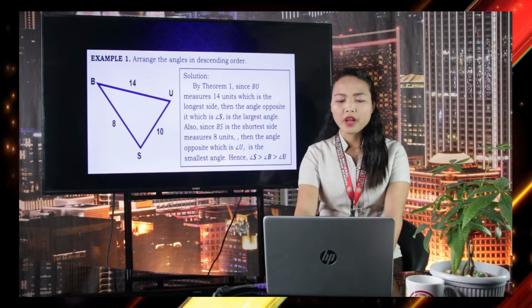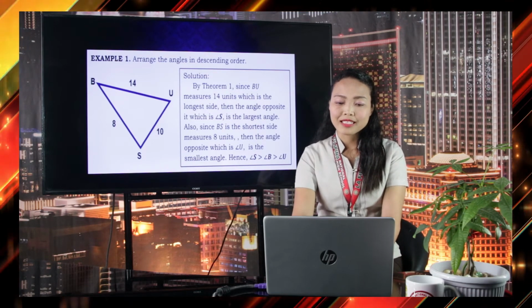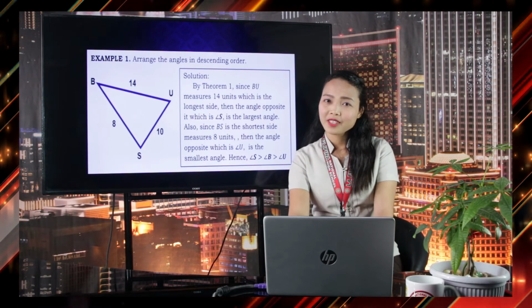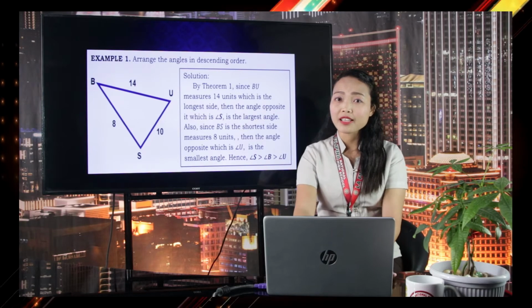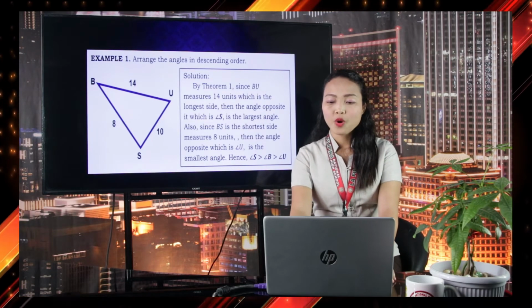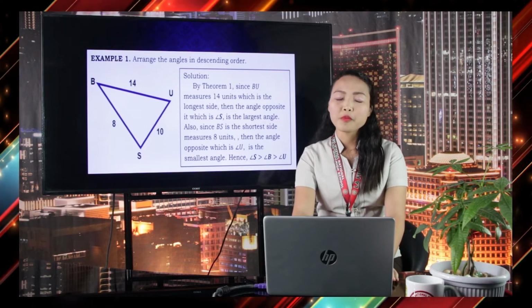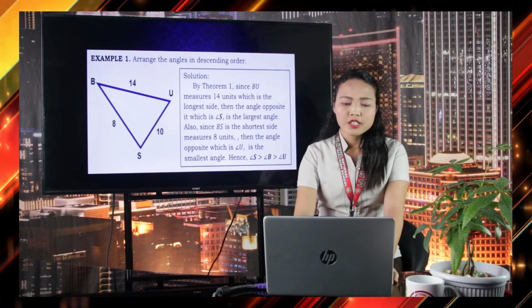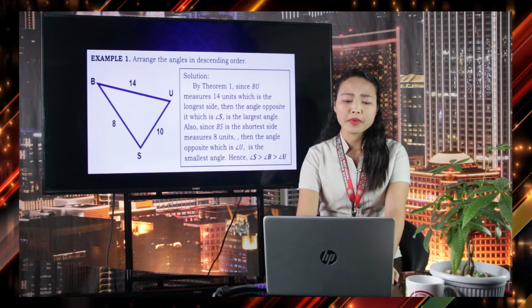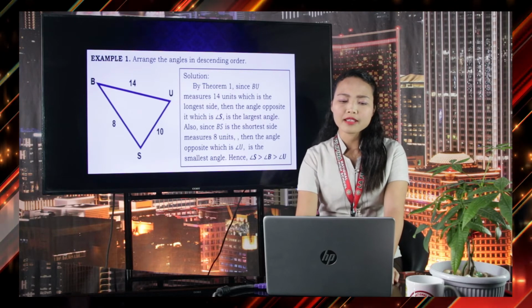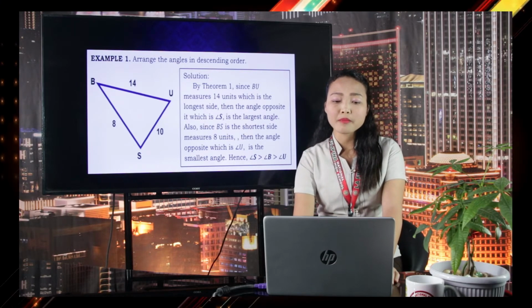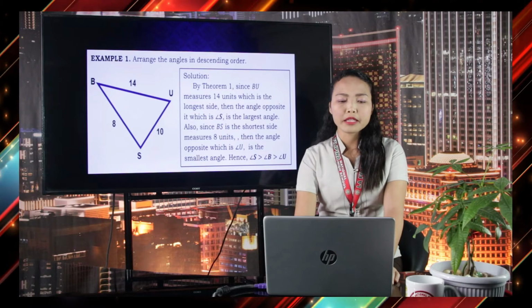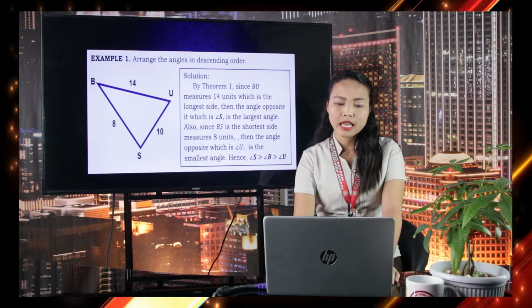Example number 1: arrange the angles in descending order. Now, what is descending order? Descending order is arranging the numbers, quantities, or lengths from a larger value to a lower value. Suppose we're given a triangle BUS with the following lengths: line segment BU is 14, line segment US is 10, and line segment BS is 8.